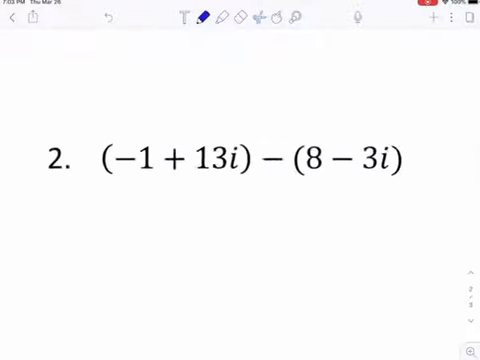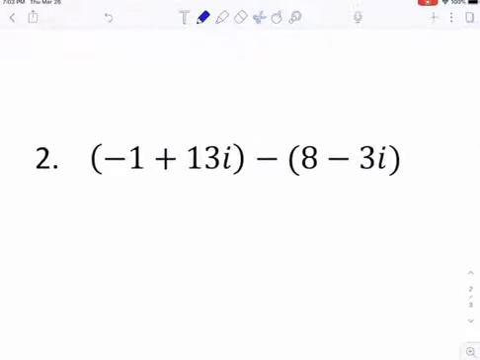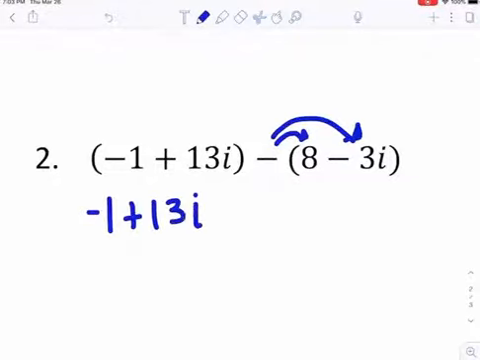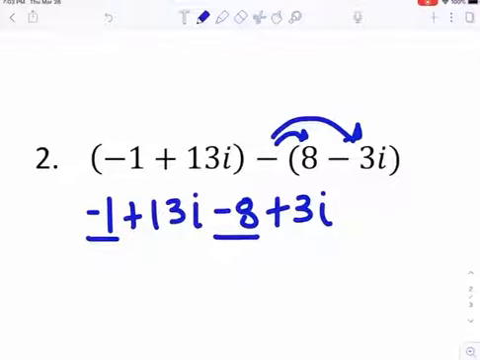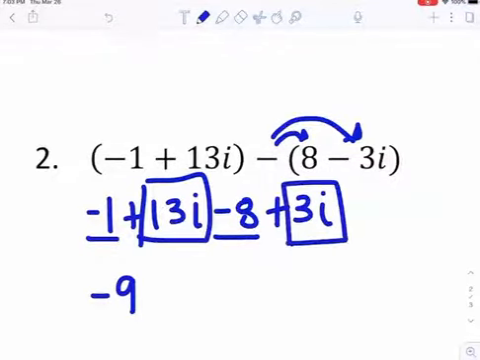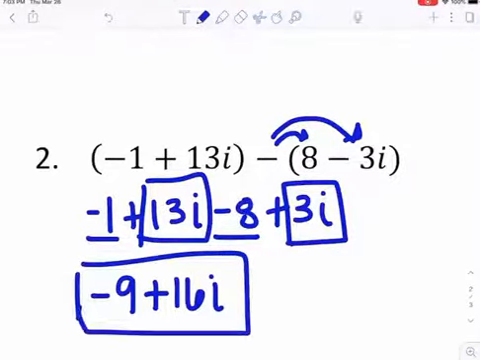So in example 2, now I'm subtracting my complex numbers. In any situation when I'm subtracting and I have parentheses, what do you think you do with that negative? You got to distribute it, right? So I'm going to distribute that negative in there. So I have negative 1 plus 13i minus 8 plus 3i. Okay, so I'm going to combine my like terms. So I have negative 1 and negative 8. That is negative 9. And then I have 13i and 3i. That's going to become 16i. There's my final answer.